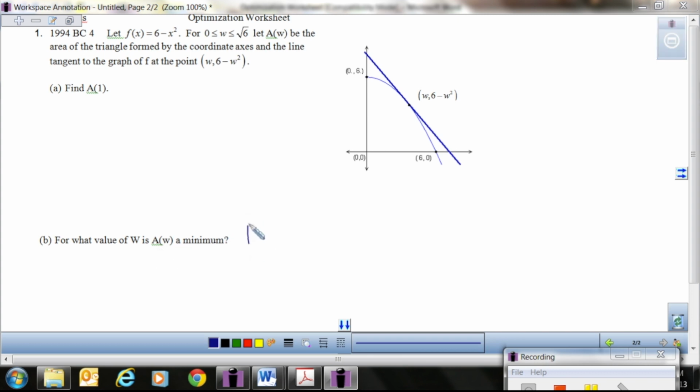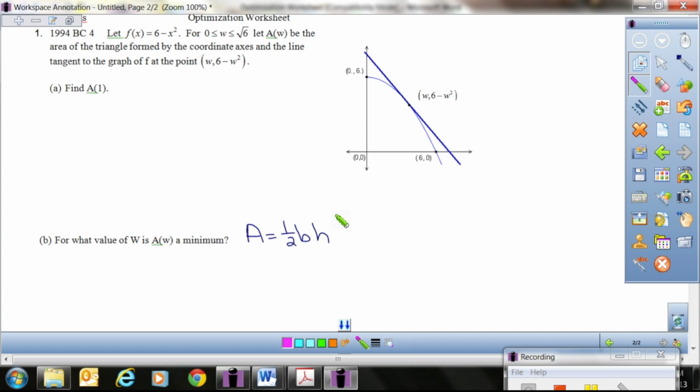A(W) is the area of the triangle, so we're trying to minimize the area of a triangle. First of all, I'm going to write the thing I'm trying to maximize or minimize, and that is the area of a triangle. Now let me see if I can visualize the triangle they're talking about. It says that A(W) is the area of the triangle formed with the coordinate axes and the line tangent. So here's my tangent line, and where it meets the coordinate axes. This visual is very important to get before we start. That's the triangle I'm trying to minimize.